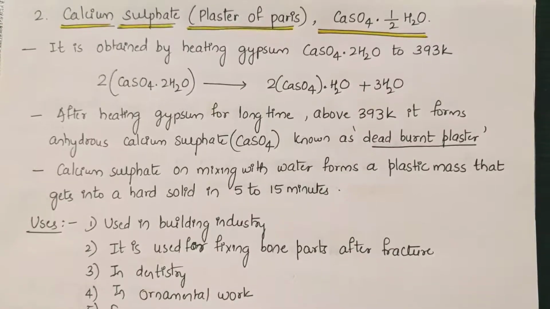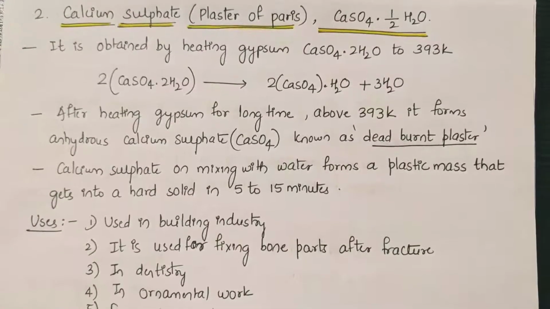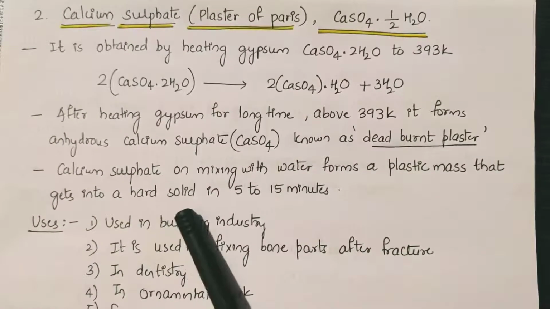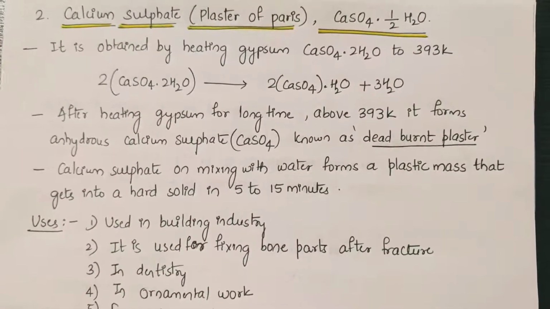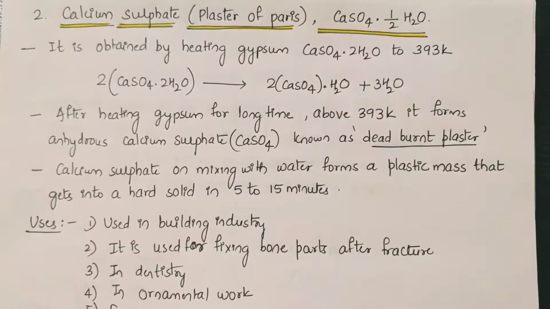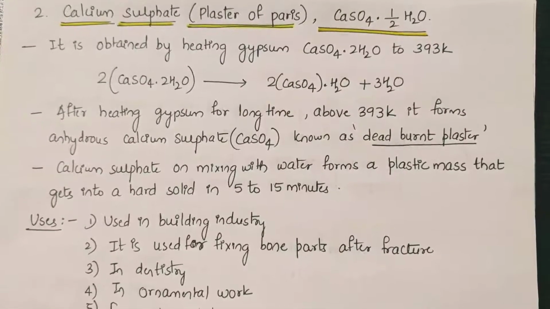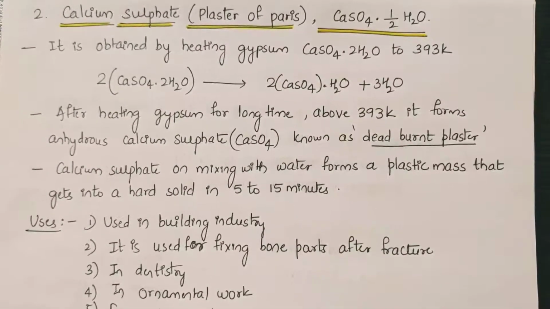Now calcium sulfate, if you mix it with water, will form a plastic mass that gets hard and solid in 5 to 15 minutes. Okay, so calcium sulfate, on mixing with water, will form a plastic mass that is going to become harder in 5 to 15 minutes.